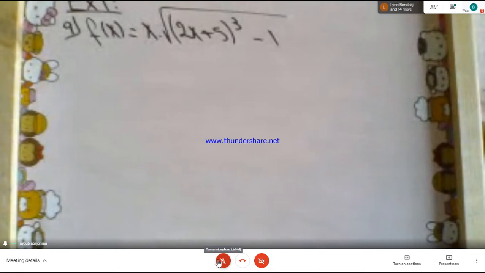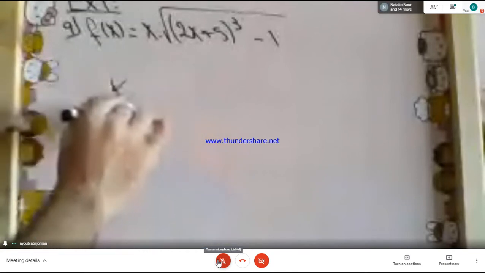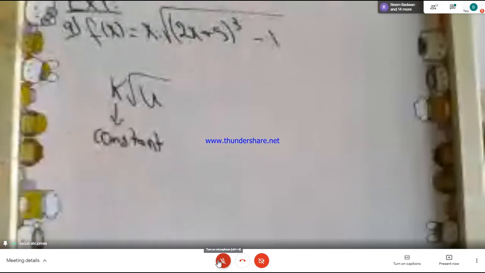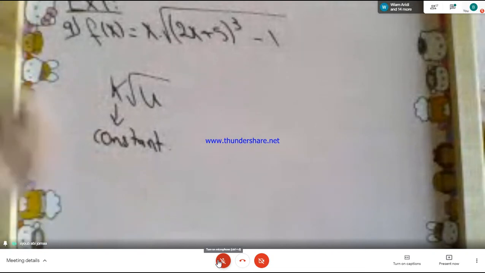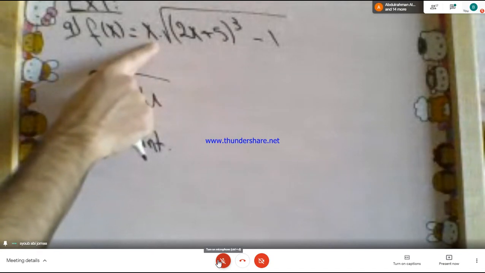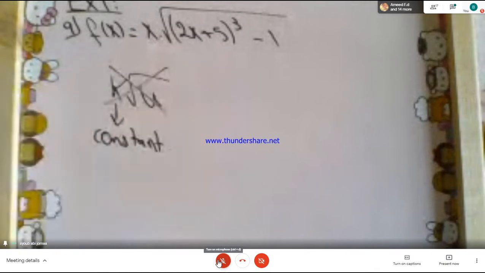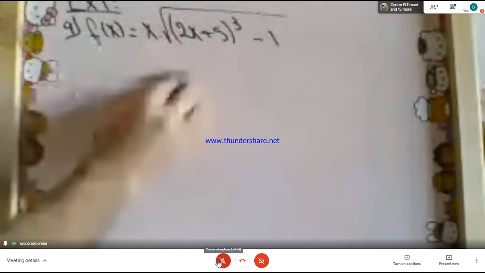The rule: k over 2 radical u. When I say k radical u, k is a constant, a fixed number: 2, 3, negative 7, 1, some constant number. Here we have x, which is not constant. So you can't apply this to the whole function.